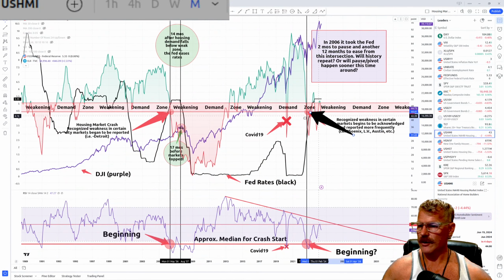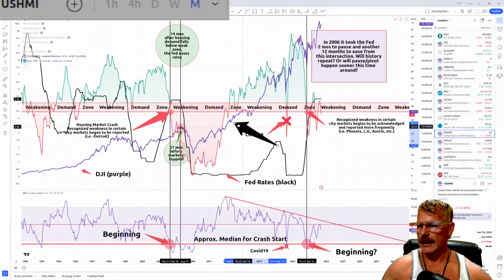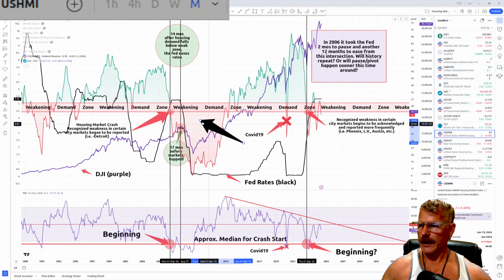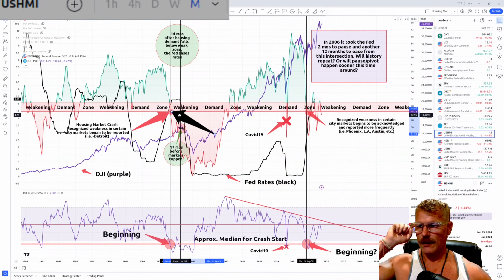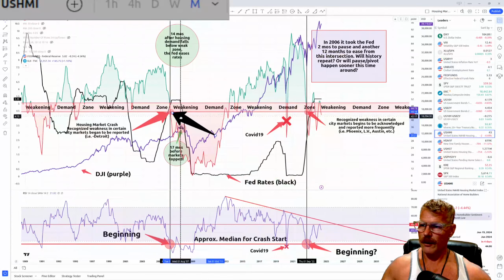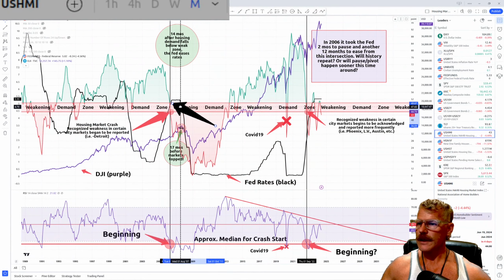Let's go back to 2006 when we had that housing market crisis. All right, so right here you can see we crossed down through this weakening demand zone, and there's a couple of things that I want to point out that occurred. First of all, the Fed was still, while we crossed down, increasing rates. All right. They increased rates all the way up to here.